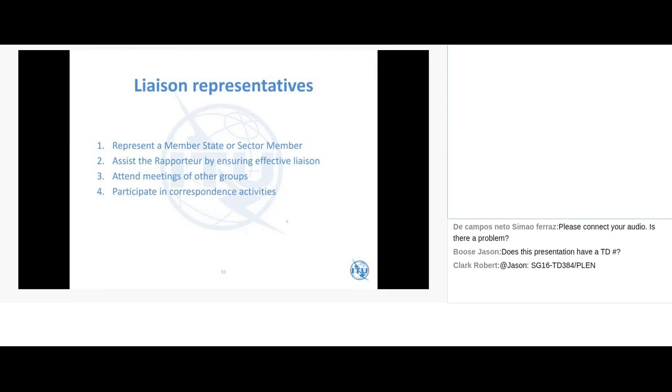They should participate in correspondence activities when necessary. And also, we would normally expect liaison representatives to submit an activity report to study group plenaries. This isn't always enforced, but it is good practice. It lets everybody else know exactly how the study group is engaging with the others in the landscape.